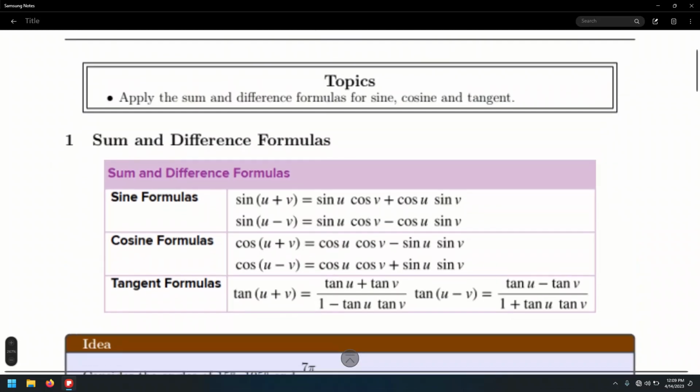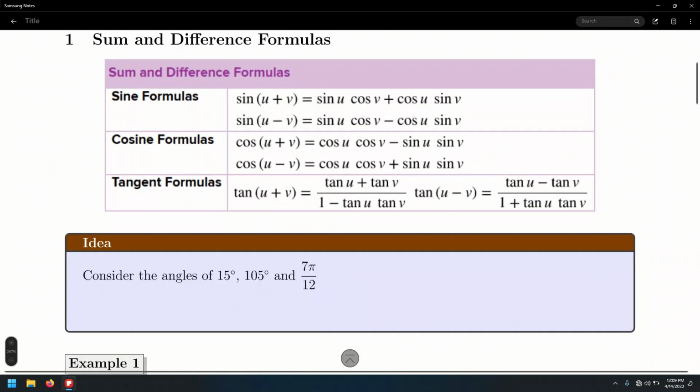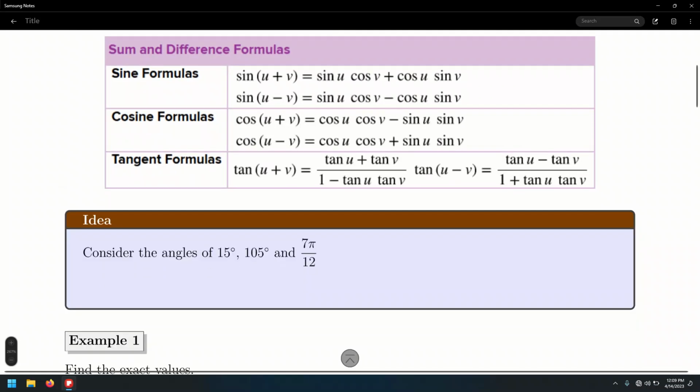So the sum and difference formulas are all summarized here in this definition box, right? Those are formulas that of course you have to memorize for the exam, not the upcoming exam. Actually, I believe that's just going to be final exam material.